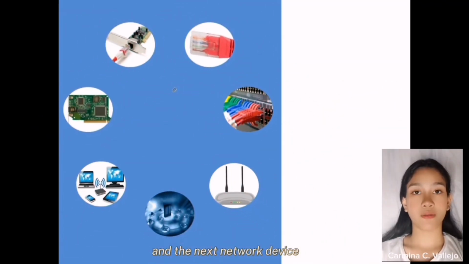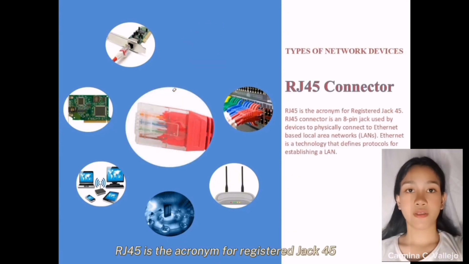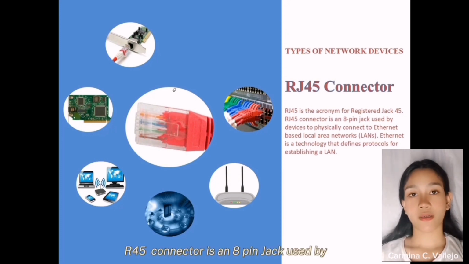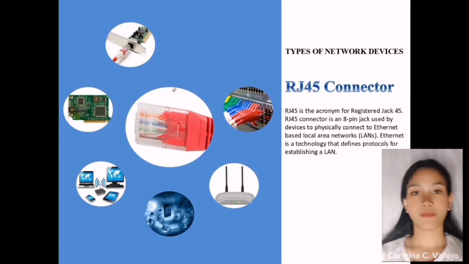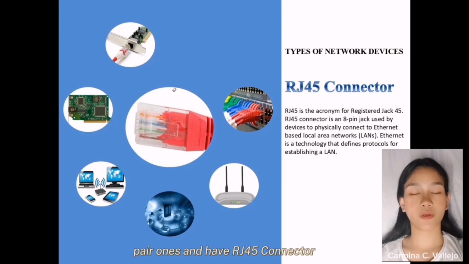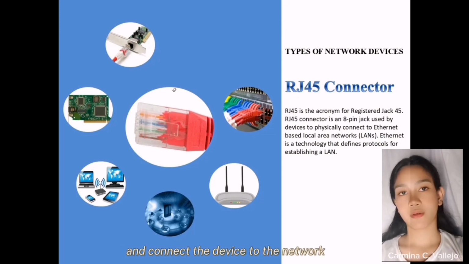And the next network device is the RJ45 connector. RJ45 is the acronym for Registered Jack 45. An RJ45 connector is an 8-pin jack used by devices to physically connect to Ethernet based Local Area Networks (LANs). Ethernet is a technology that defines protocols for establishing a LAN. The cables used for Ethernet LANs are twisted pair ones and have RJ45 connector pins at both ends. These pins go into the corresponding socket on the device and connect the device to the network.